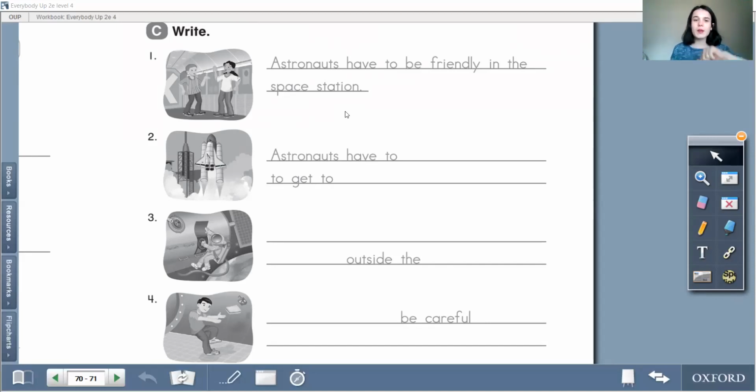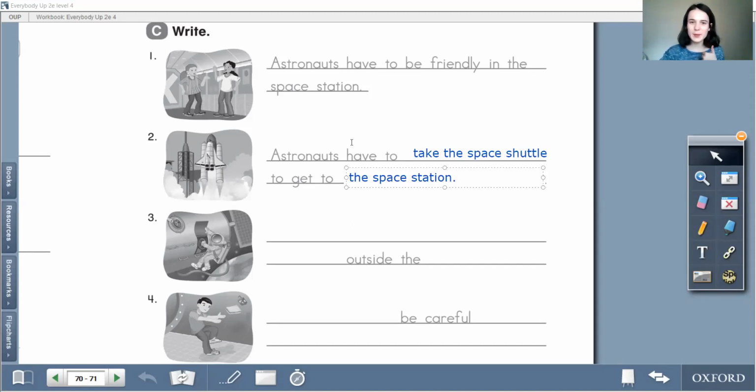What is that? It's a space shuttle, right? So change the color, of course. Okay, blue. Astronauts have to take the space shuttle, right? We have a space shuttle. Take the space shuttle to get to space station, right? Great. To get to the space station. Awesome. Yes.